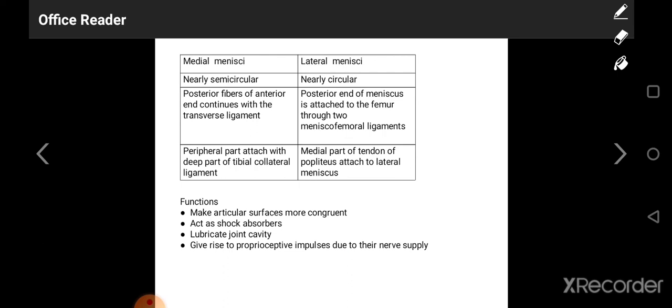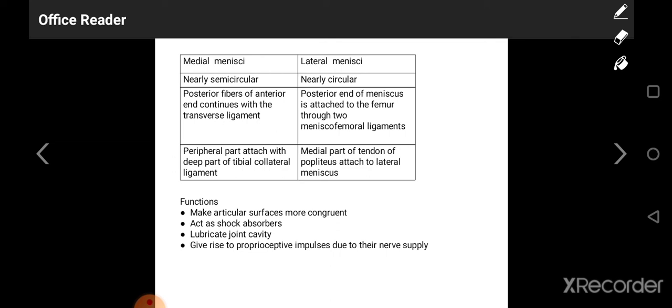So there are some differences between these two menisci. The medial meniscus is semicircular in structure while the lateral is nearly circular, and the posterior fibers of the anterior end continue with the transverse ligament, while the posterior end of the meniscus is attached to the femur through two meniscofemoral ligaments.